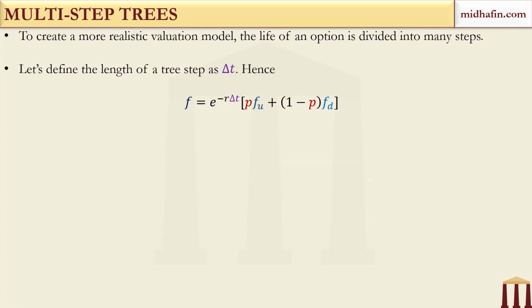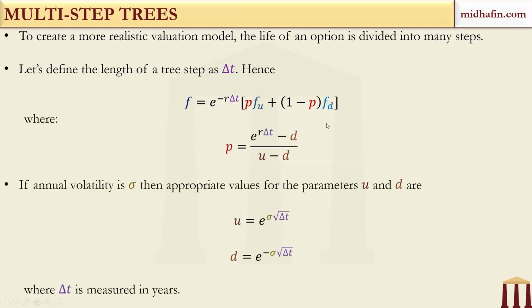So each step is 1 month long. Then recursively you build a tree, which will be very lengthy, and at each step you find the value. It's a backward induction process. I'll explain it in the upcoming slides with an example.